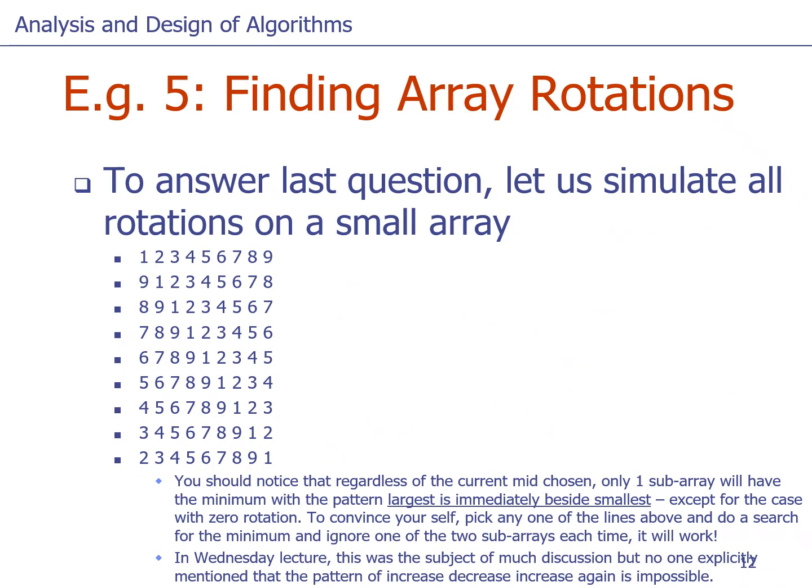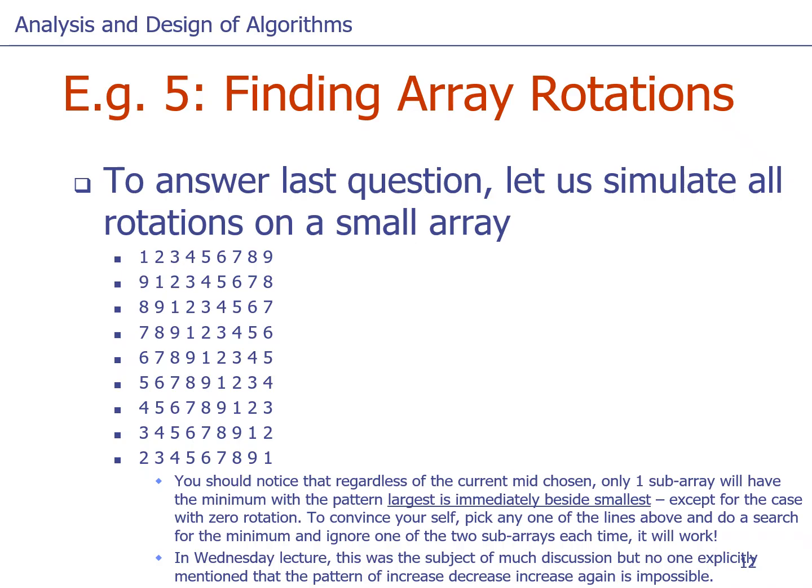Now, to answer the last question, let's simulate all rotations on a small array. Okay? So, what you see here in the first line is 1, 2, 3, 4, 5, 6, 7, 8, 9. The next line, I've rotated the 9, so it becomes 9 all the way, and then 1 to 8. And then I rotate the 8, so it goes after the 9. And I rotate the 7, the 6, the 5, the 4, the 3, the 2, the 1. Okay? So this is how it looks now. The last line stays 2, 3, 4, 5, 6, 7, 8, 9, 1.